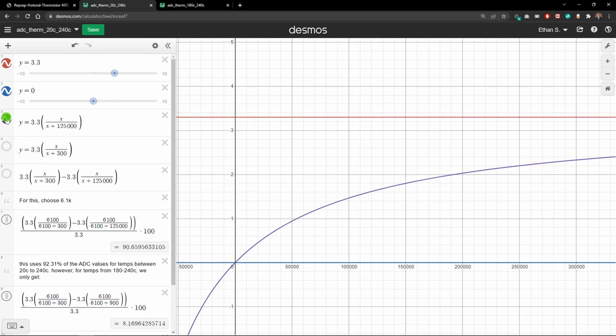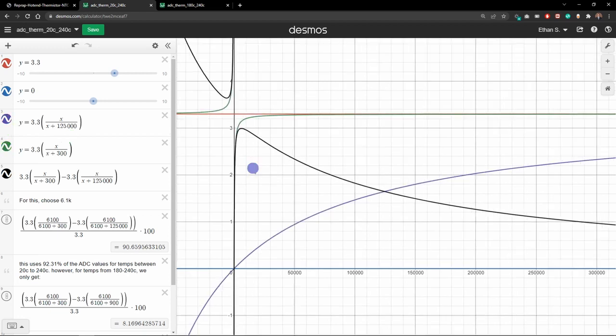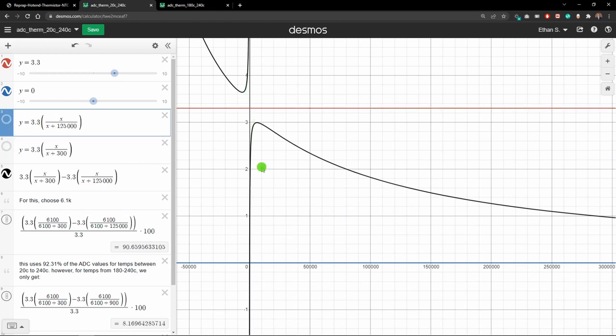So I'm going to enable this, which is just the subtraction between these two. You can see that it's just doing a simple subtraction of this top one minus this bottom one. And then just to get this equation here.